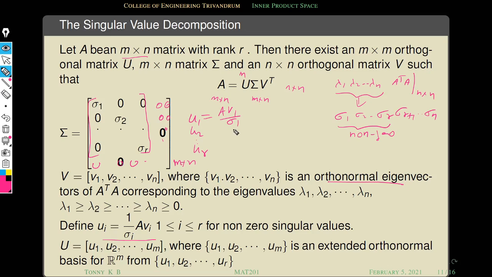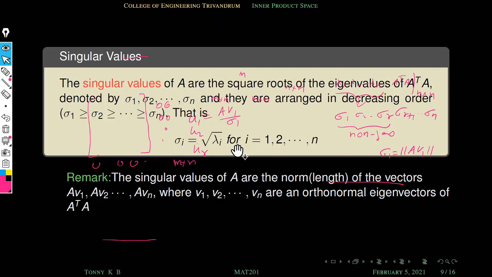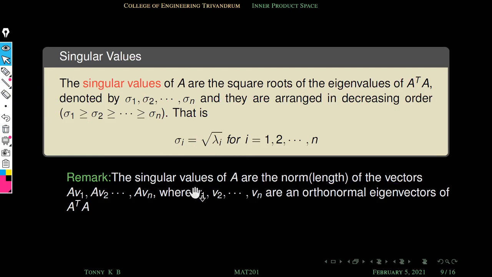What about sigma 1? Sigma 1 is the norm of A v1. You remember it? We have seen that in the previous slide. Yes, this is the remark: the singular values of A are the norms of the vectors A v1, A v2, etc. So sigma 1 is the norm of A v1, and similarly sigma 2 is the norm of A v2.